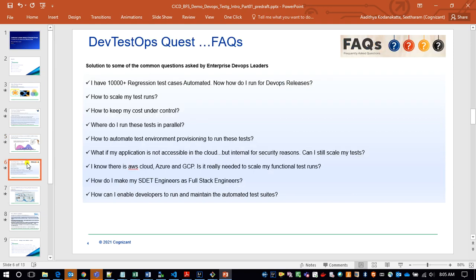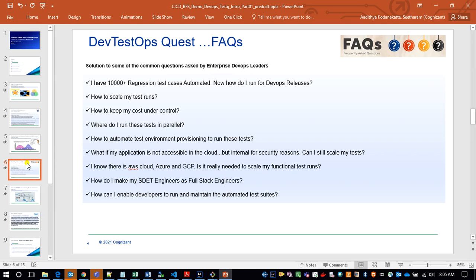So here are some of the common enterprise DevOps FAQs that enterprise DevOps leaders are asking. I'll just read them out, and they're self-understandable. I have 10,000 plus regression test cases automated now. How do I run them for developers? In the previous generation, a couple of years back, people were all busy with automating. Now that most of them have automated the test cases, where do they go next? What is the next gen solution? How do I run this?